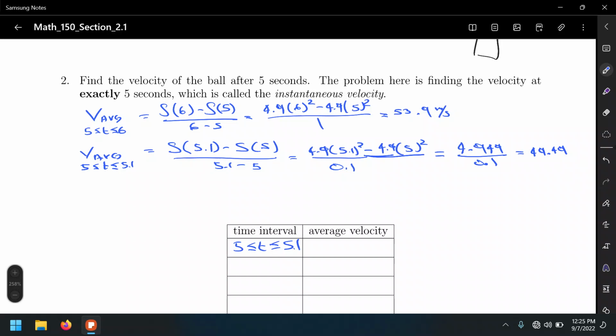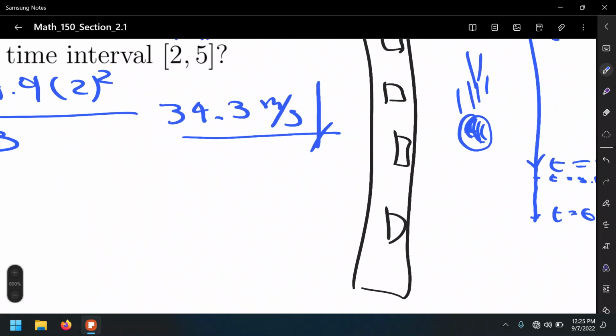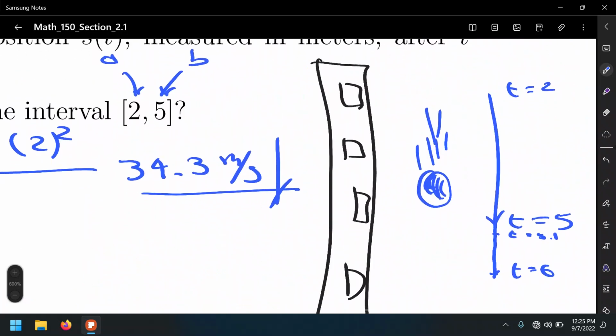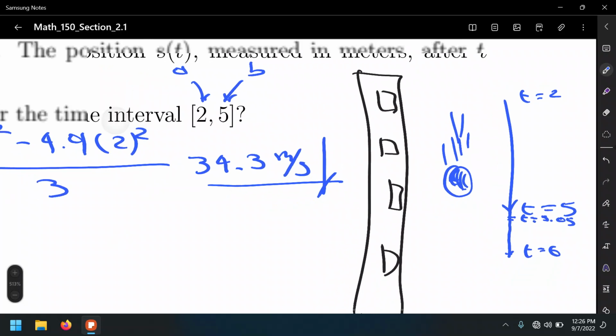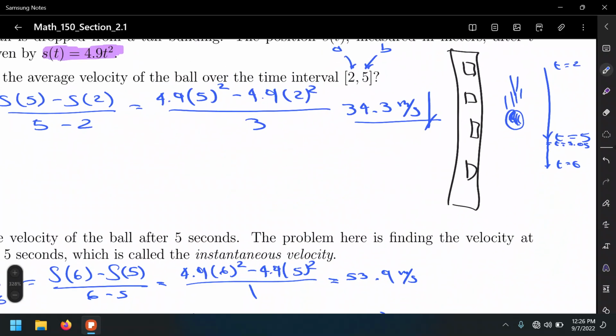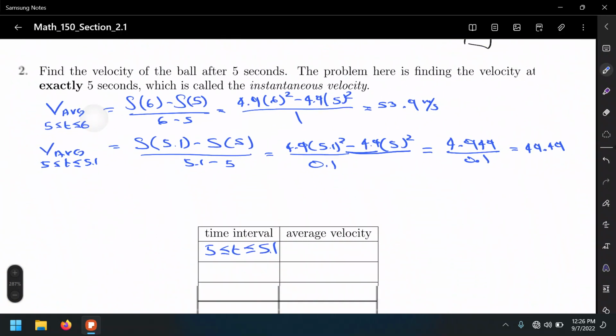All right? Okay, but we can do this even smaller. We can get closer and closer. How much closer? Well, let me zoom this in again. How about we get even closer? Maybe not 5.1. How about even closer to t equals 5.05? Aren't we getting closer to the instantaneous velocity at exactly 5? Well, in this case, I'm not going to do the calculation.